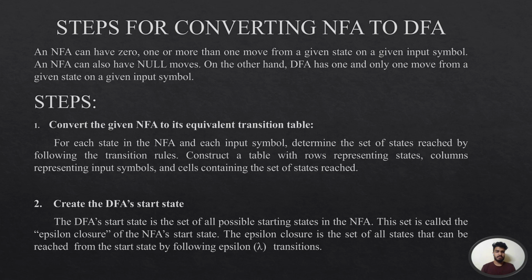Convert the given NFA to its equivalent transition table. For each state in the NFA and each input symbol, determine the set of states reached by the following transition rules. Construct a table with rows representing the states and columns representing the input symbols and cells containing the set of states reached. Step 2.